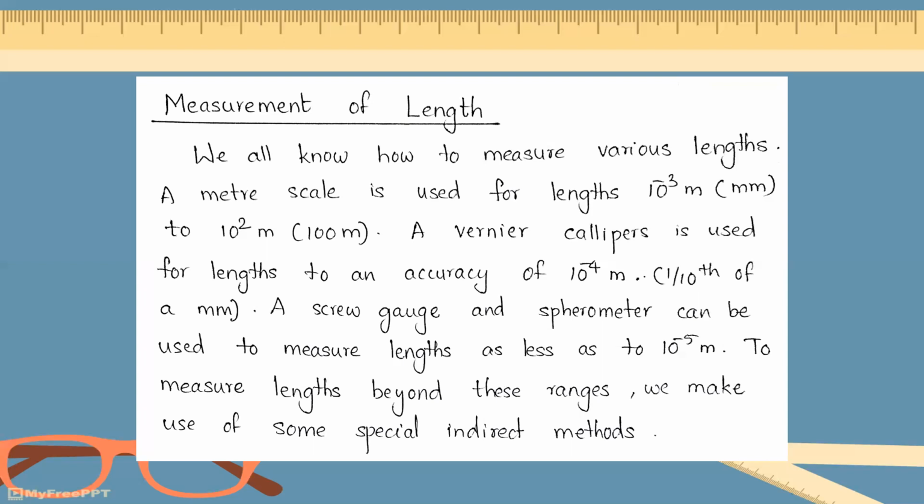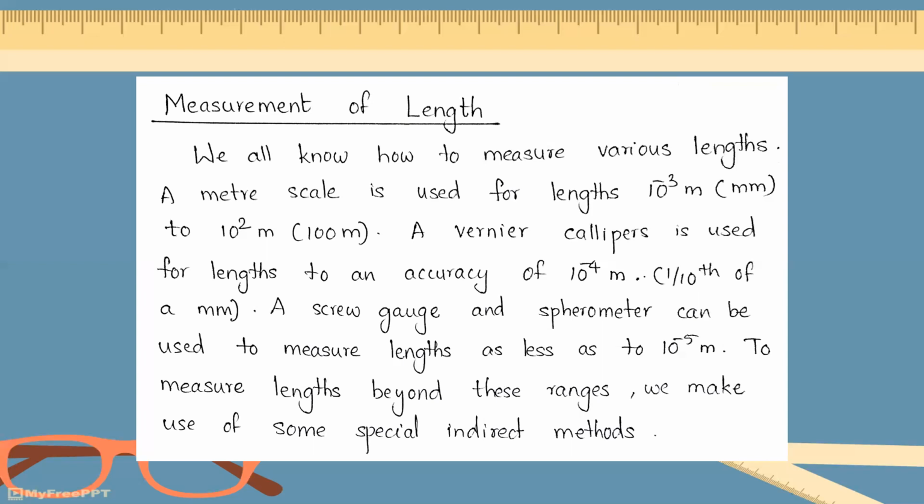One such instrument is called a vernier calipers. Vernier calipers is used for lengths to an accuracy of 10 to the power of minus 4 meter. That means in a millimeter, 1/10 part it can measure. A vernier calipers can measure 1/10 of a millimeter. You can imagine how short or how small is a millimeter. Therefore, this vernier calipers measures 1/10 of a millimeter.